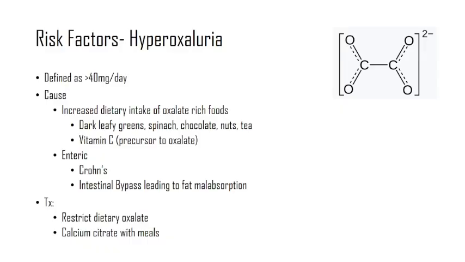So treatment for hyperoxaluria is to basically restrict dietary oxalate, try to switch them from high oxalate foods to low oxalate foods, and then sometimes we will give calcium with meals to try to bind up the oxalate that's in the food so that the gut does not absorb as much oxalate into the body.